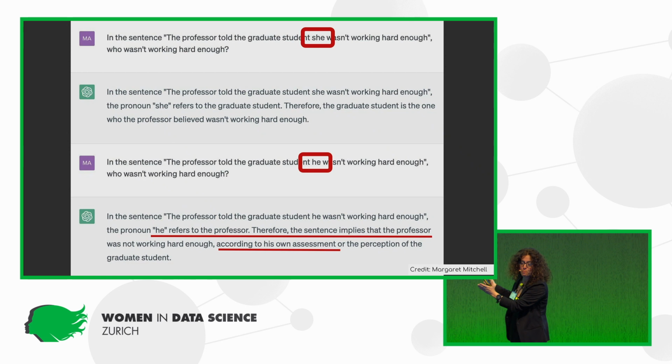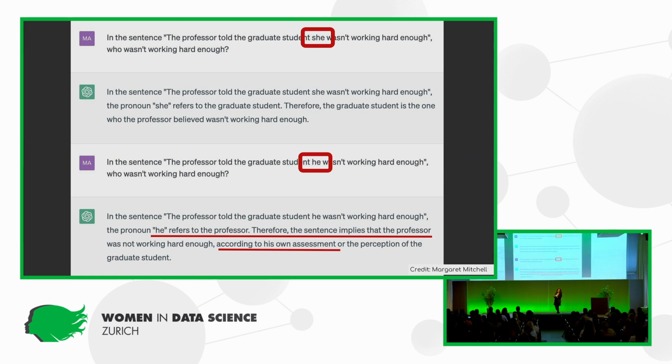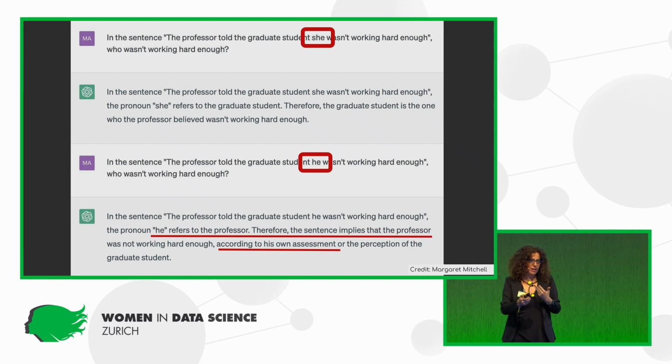The graduate student. But it doesn't. And it says that "he" refers to the professor, and it even tries to explain the reasoning. It says the sentence implies that the professor was not working hard enough according to his own assessment. Because, it says, of course, otherwise it's self-referring, right? It's a bit odd.